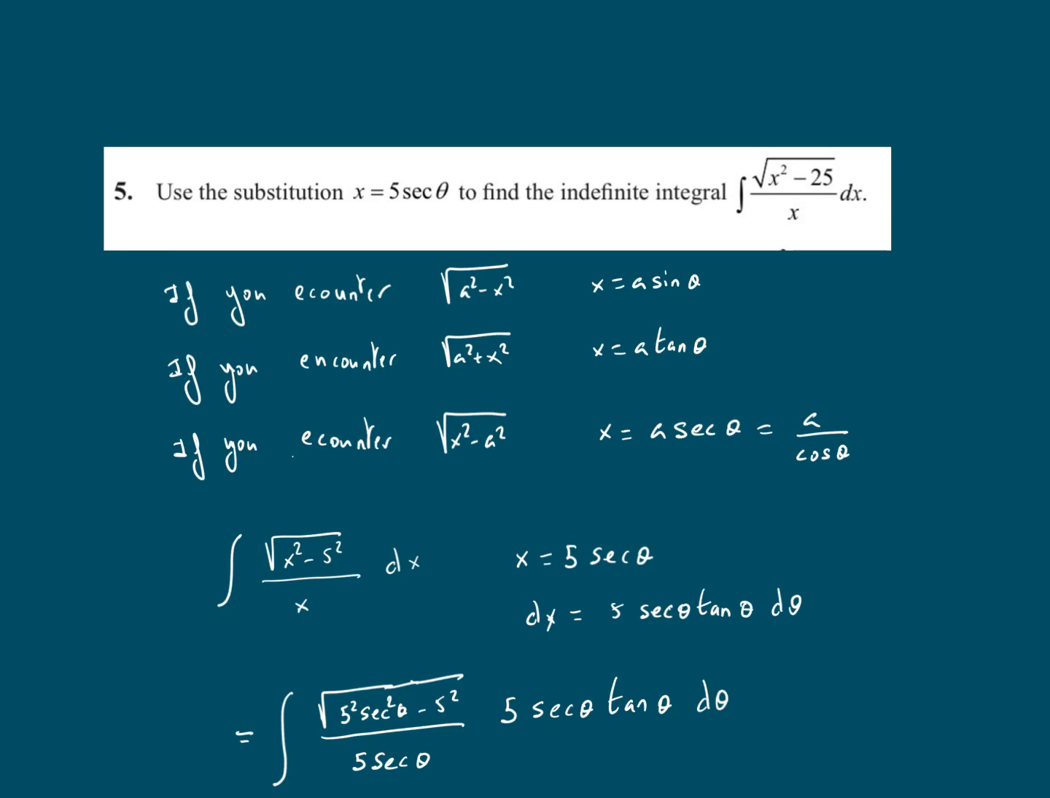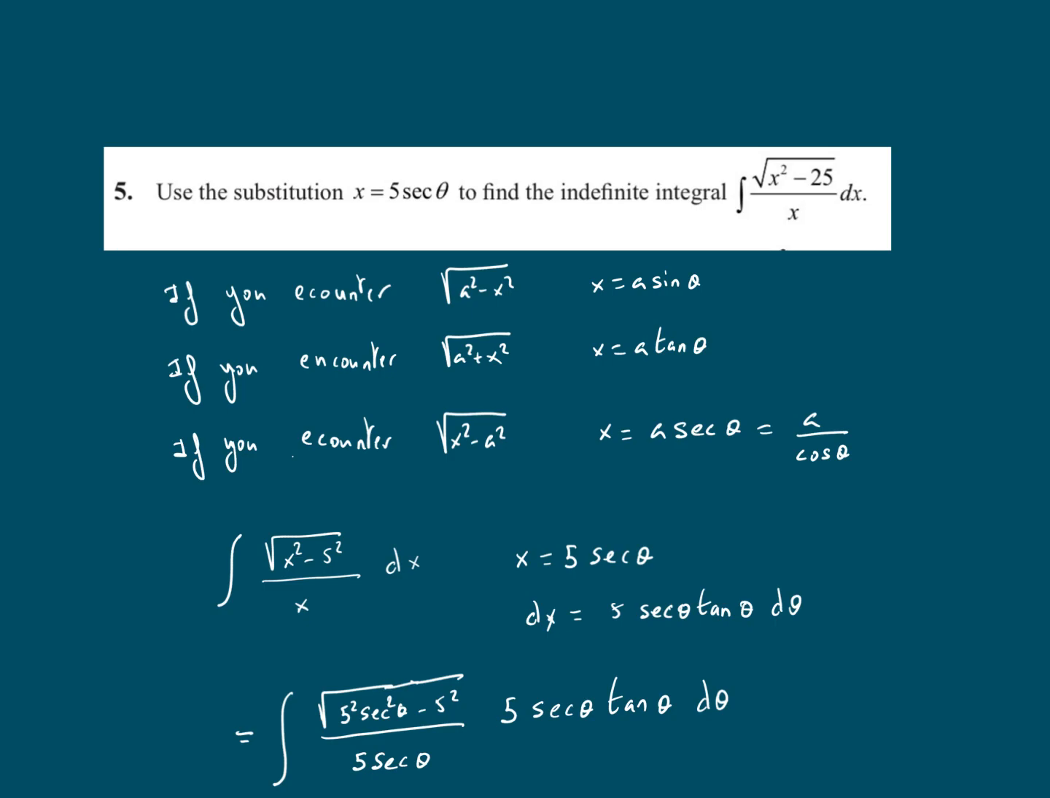What I have said is that if you encounter a square root of a squared minus x squared, use the substitution x equals a sine of theta. If you encounter a squared plus x squared, use the substitution x equals a tangent of theta. And here what we found is x squared minus 25, which is different. If you encounter a square root of x squared minus a squared, use the substitution x equals a secant of theta.